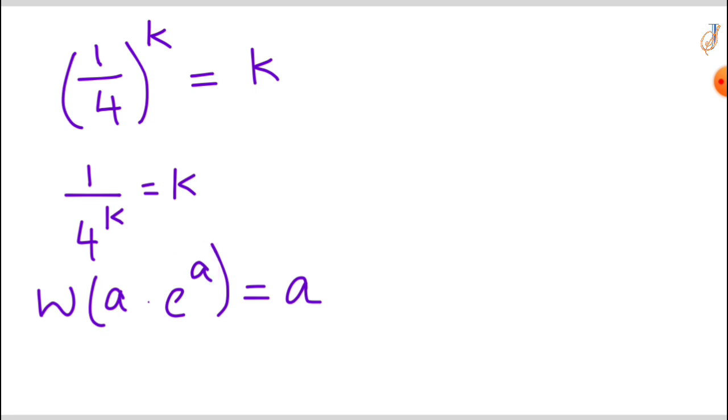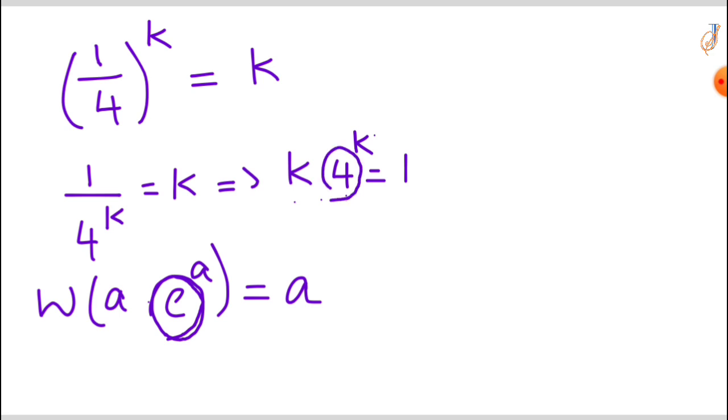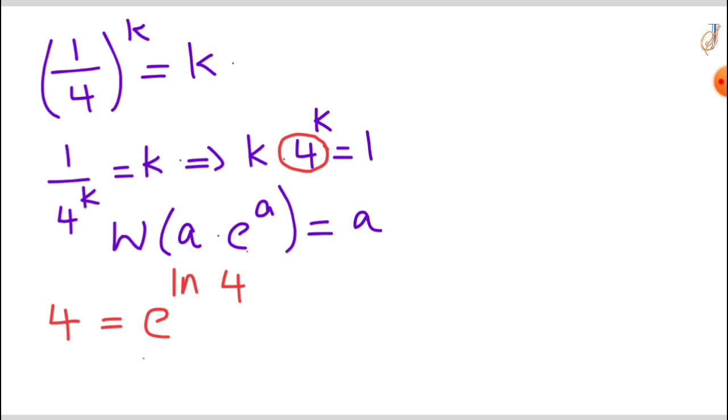Here we have 1/4^k = k. So this we can write as k times 4^k, that is equal to 1. We have k times 4^k, and we don't have an exponent term with e here. Let's write this 4 in terms of e. How can we write it? 4 we can write as e^(ln 4), because e and ln are opposite functions. After cancelling this e and ln, we get only 4. So that's why 4 we can write as e^(ln 4). And we have 4^k, so let's take this power k.